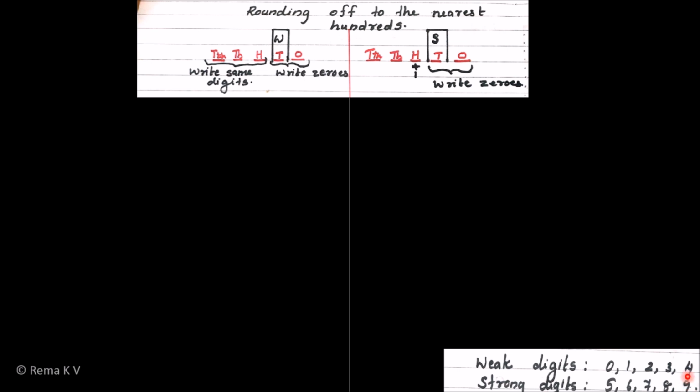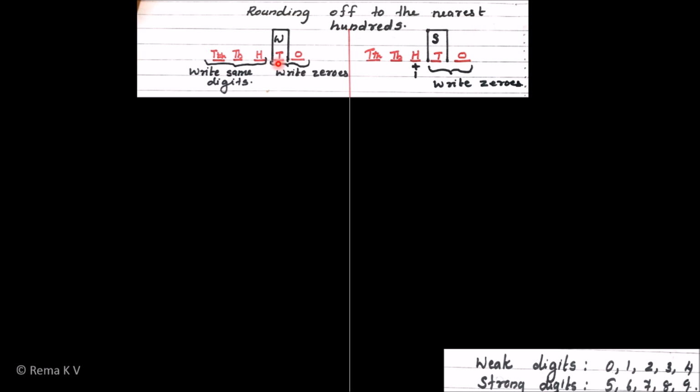Now let us move to the topic rounding off numbers to the nearest hundreds. Here we are writing numbers in this order: ones place, tens place, hundreds place, thousands place and 10,000s place. Here we have to round off to this hundreds place. Note that we have to round off numbers to the nearest hundreds place.